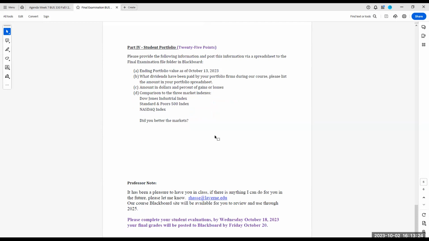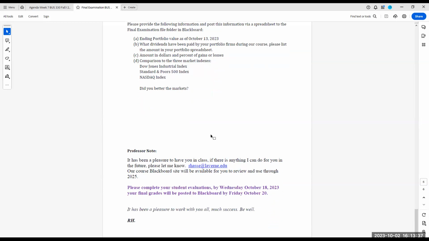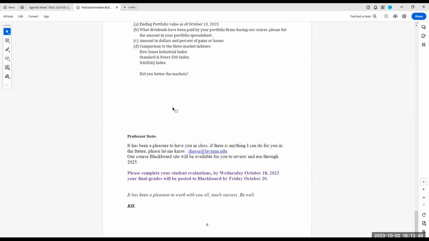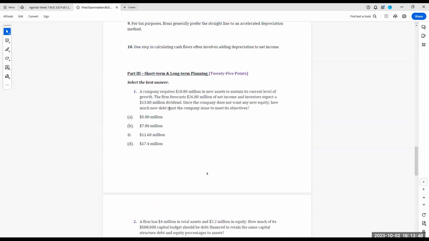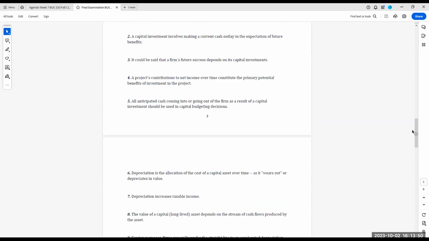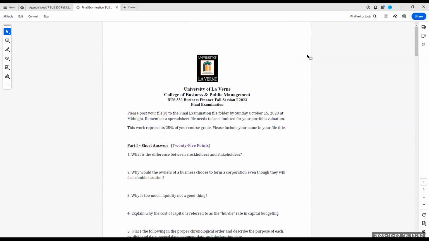You should compare your percentage gains or losses to the percentage gains and losses of the market, and that'll give you a good indication of how your portfolio did versus the market. And that's what I want to see. So that all is in a spreadsheet file. You can do did you better the markets right on the examination sheet if you'd like. So that's the final examination. It covers all our material. It's a fair examination, but I would give yourself a couple hours to complete that in the next couple of weeks.